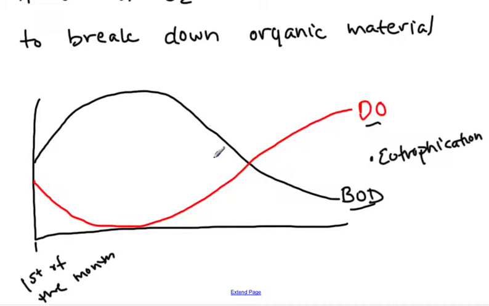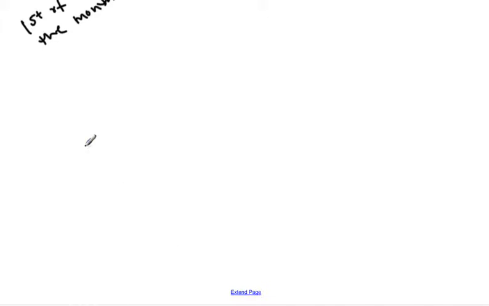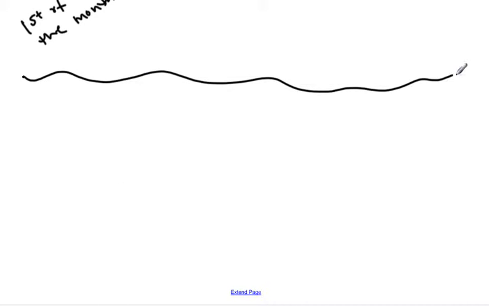And let's keep going and talk about how do we actually measure BOD? What is the science behind it? And I'm going to scroll down. How to measure.